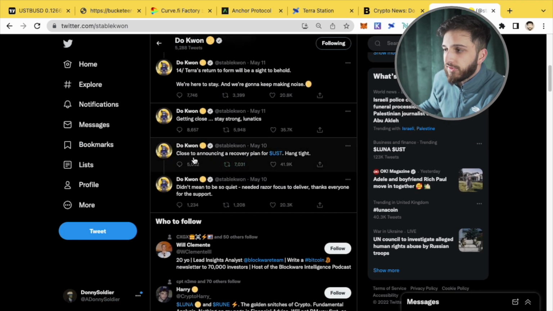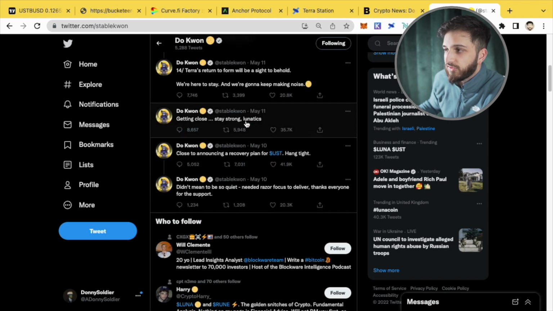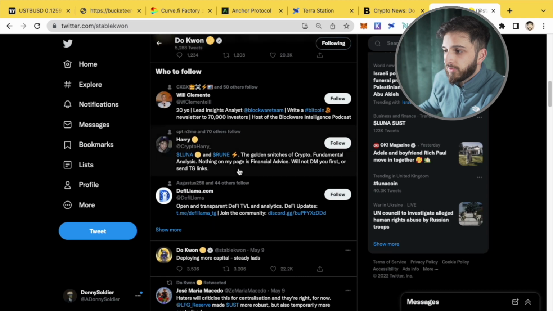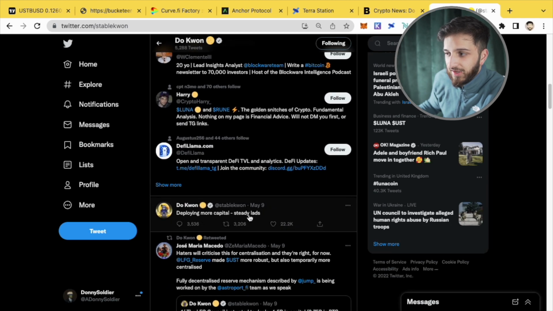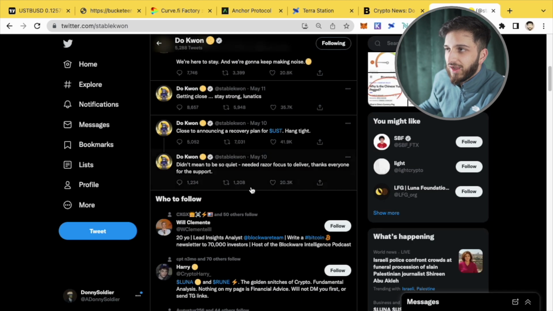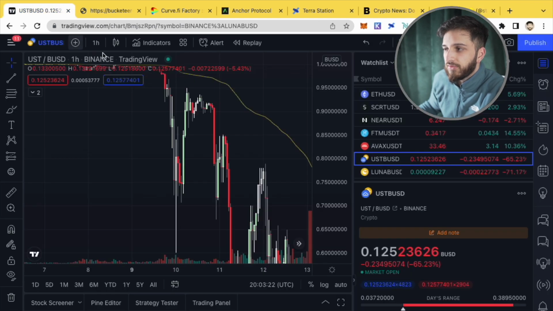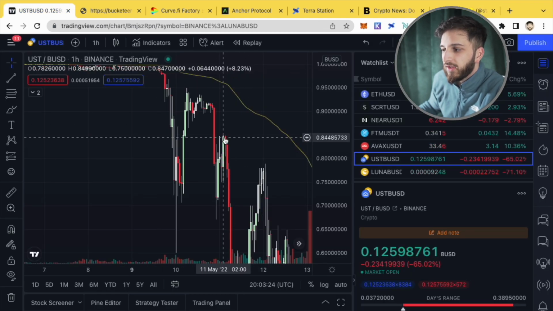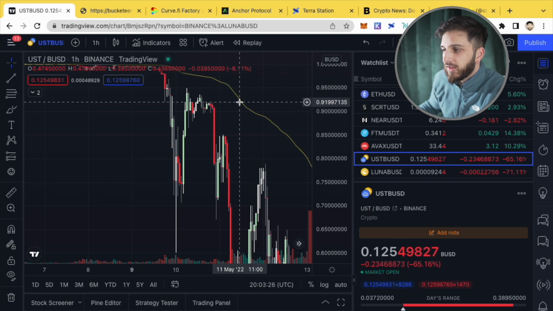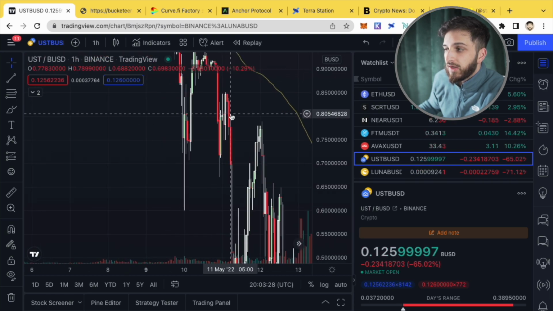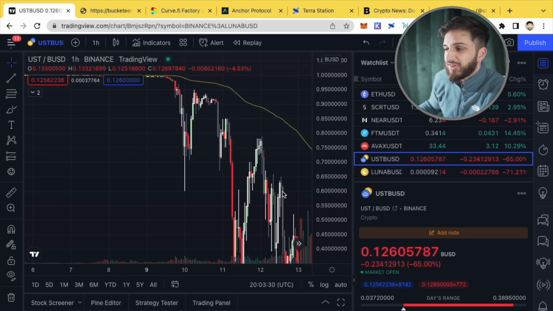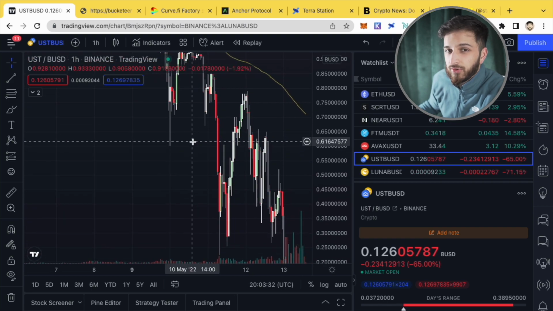You know, close to announcing a recovery plan for UST. Getting close, stay strong, deploying more capital, steady lads. At this point in time, I genuinely thought that things would be okay and we would regain peg there. And then, yeah, after that, it just spiraled out of control. The sell pressure on Luna was too high. Luna was just constantly being minted.